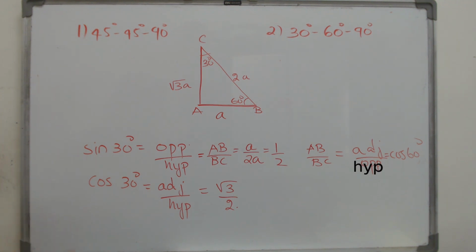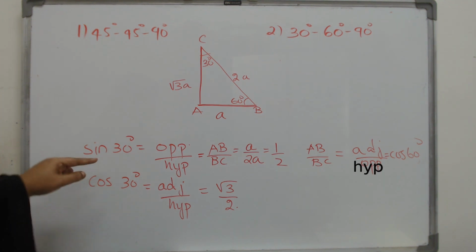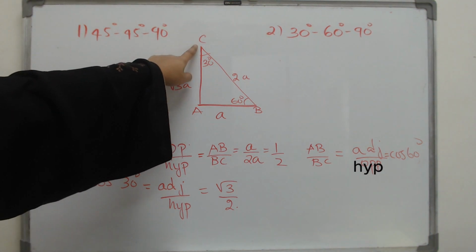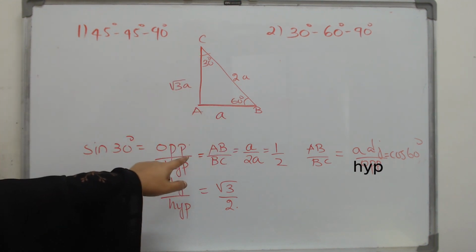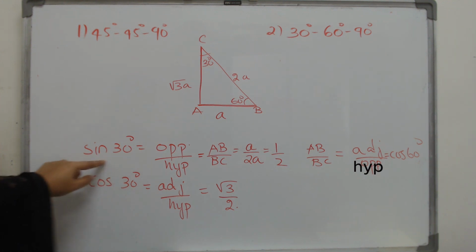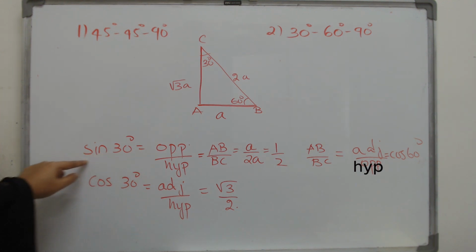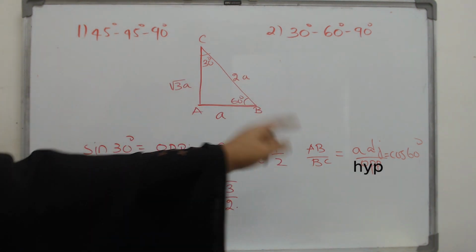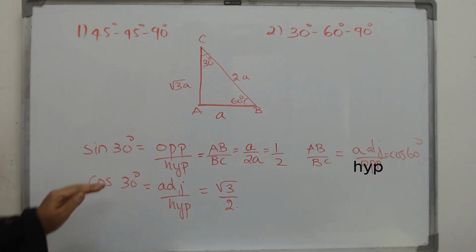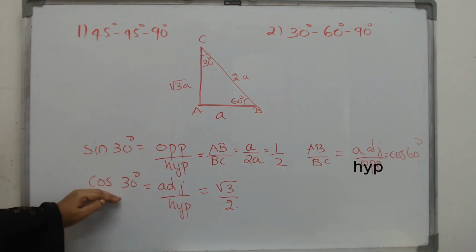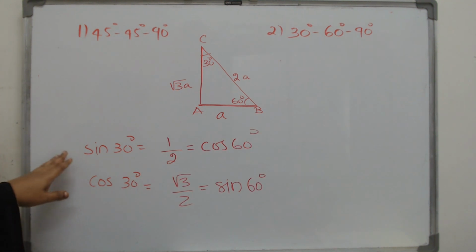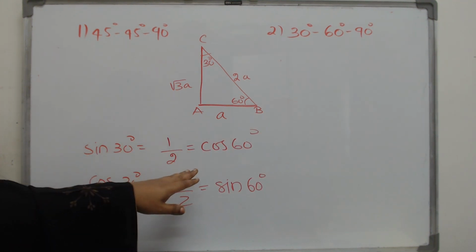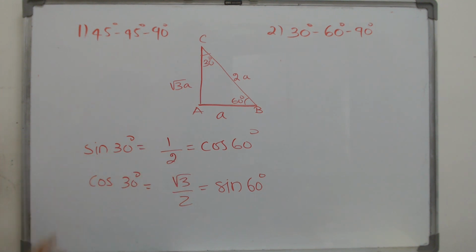Now we come to 60. What do you see here? The side which is opposite to 30 is the adjacent side for 60. That means the value which is the sine value for 30 will be the cos value for 60. And the cos value for 30 will be the sine value for 60. So this is how you find the sine and the cos functions for 30 and 60 degrees.